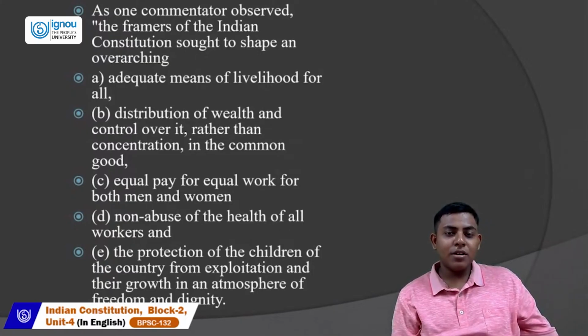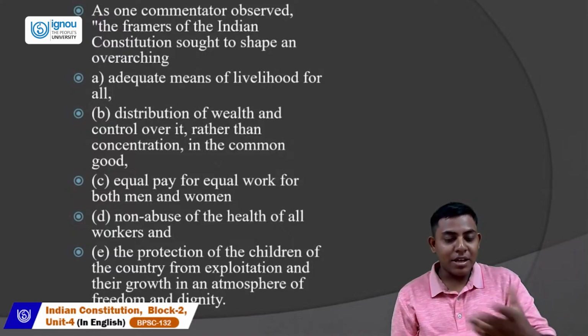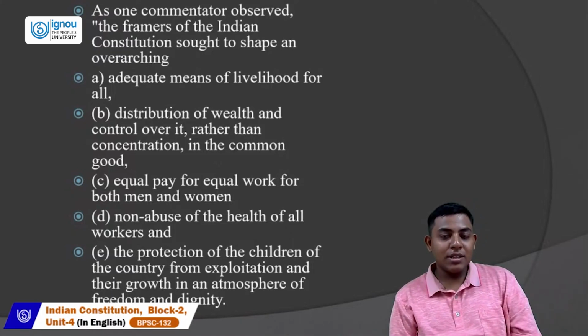Then we have Article 44, which talks about the Uniform Civil Code. Then we have Article 45, which I have already discussed. That is, the state should take initiative to ensure education of children from the age of 6 to 14 years. Then Article 46 talks about the welfare of the scheduled caste and scheduled tribe communities and their adequate representation in educational institutions and in public employment.